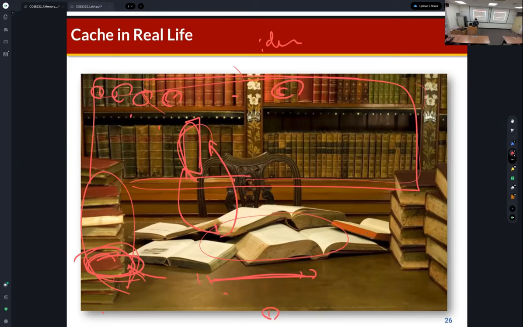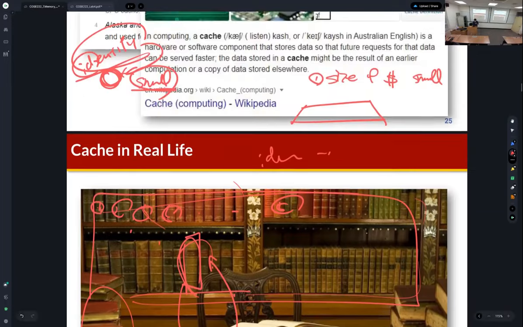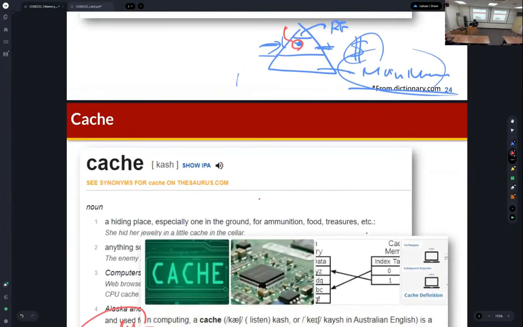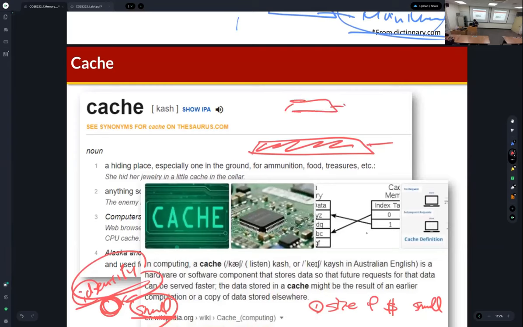So how can we identify required books from the many books? You can just check the book title, or in the library, you can check the book number, right? So what's the problem? In the computer system, in the memory hierarchy, the memory size is very large, but the cache size is small. So in this small cache space, we need to store the frequently accessed data, which means we need to identify which data exists in the cache.